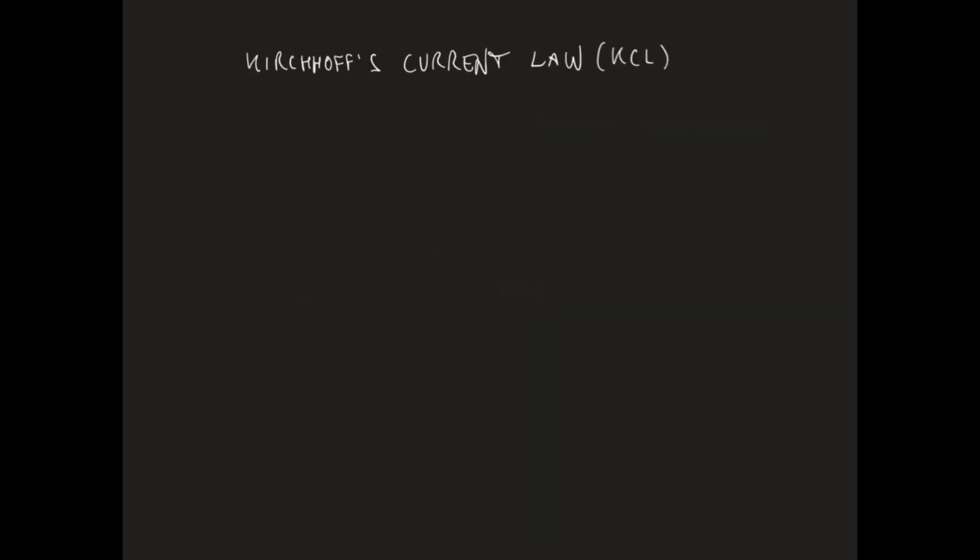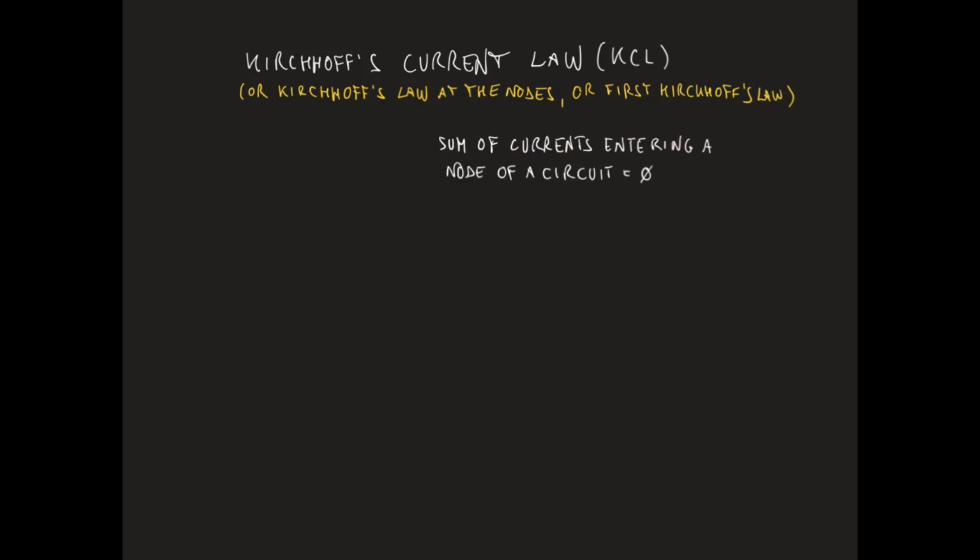The Kirchhoff's law for the currents in a circuit, also known as the Kirchhoff's law at the nodes of a circuit or as the first Kirchhoff's law, can be directly derived from charge conservation principles. Kirchhoff's current law states that the algebraic sum of the currents entering the node of a circuit is zero. By node in a circuit, we mean a point of the circuit where two or more components connect together.